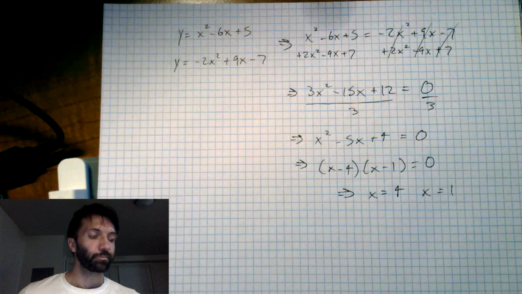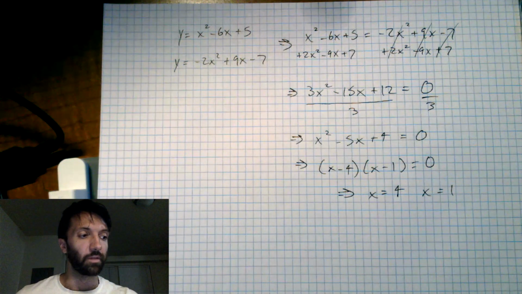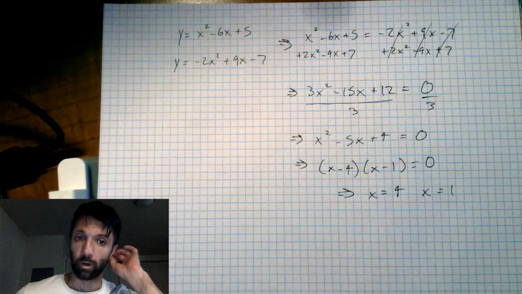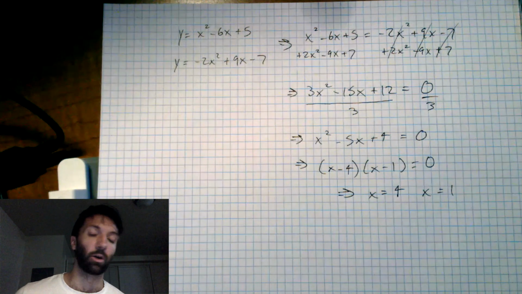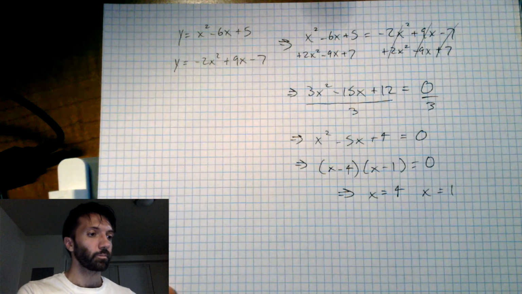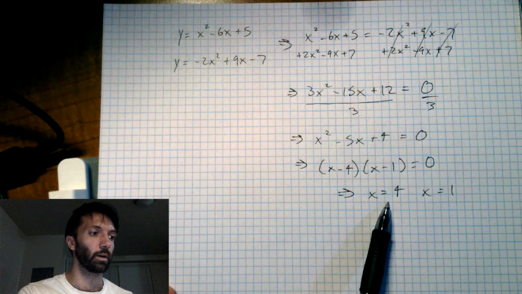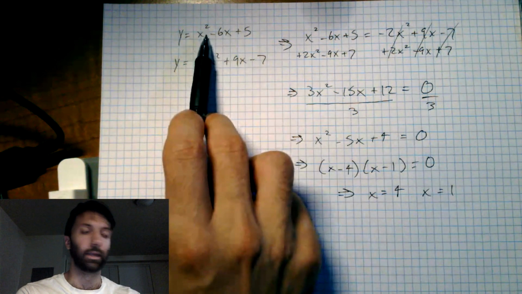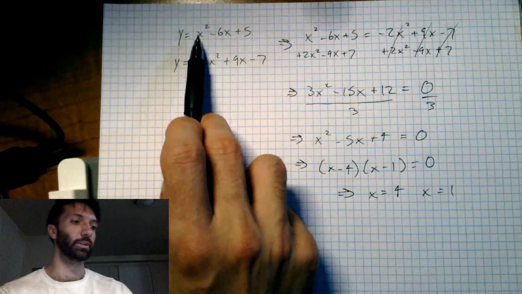But remember, solutions are ordered pairs, right? It's where on the graph the parabolas intersect. So just having an x-coordinate is not good enough to tell me where the parabolas intersect. I also need their corresponding y coordinates. So what I'm going to do is take positive 4 and substitute it into either one of these equations. I'll pick the top one because it looks a little bit easier.